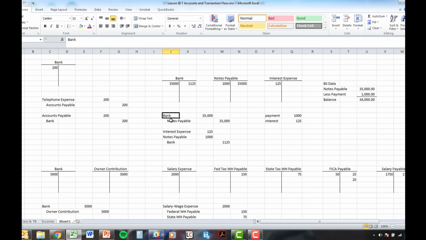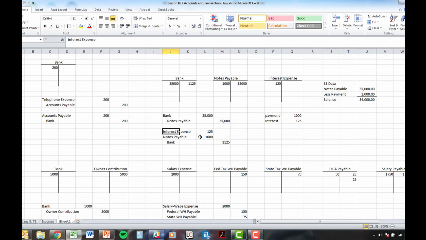In order to record this transaction, you say, okay, we're receiving $35,000. In exchange, we're signing a notes payable saying we're going to pay this back to them. So that's right there. And then usually about a month later or so, you have to record your first payment, obviously.